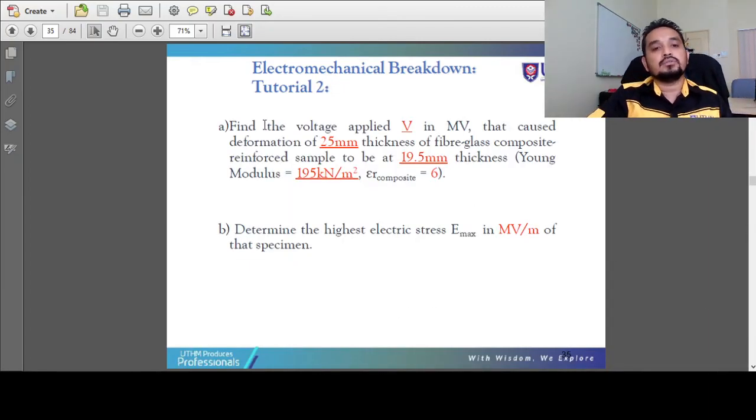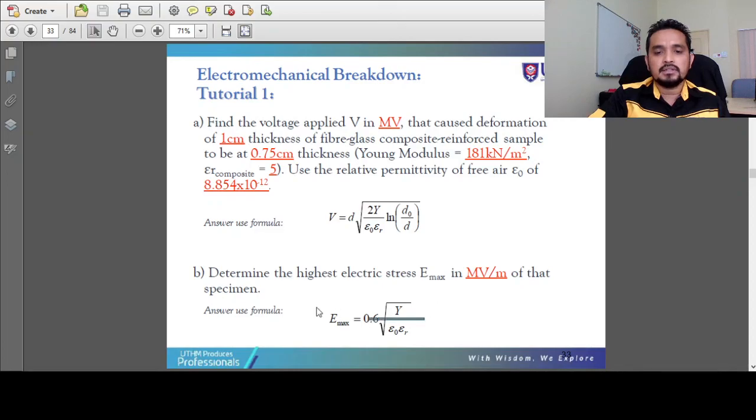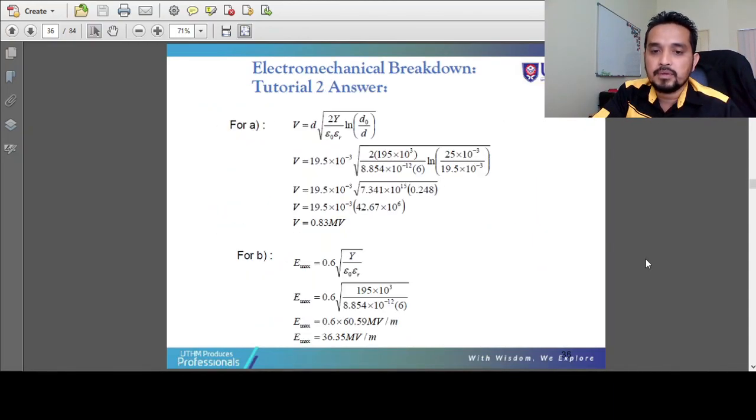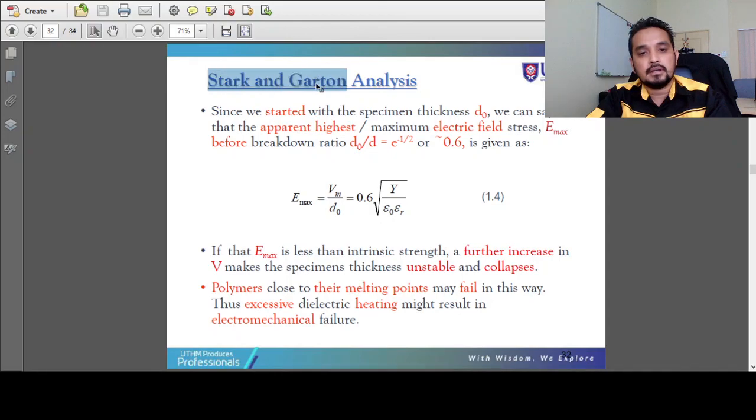Tutorial 2 is the same as the worked example. Determine the highest values; you know the formula to be used. The highest value will be this one, and the applied voltage will be this one. If the question asks for the initial thickness, you can rearrange this formula and it will give you the relation between the initial and final thickness. It depends on the question, but that is how we use the formula for the Stark and Gatton analysis.